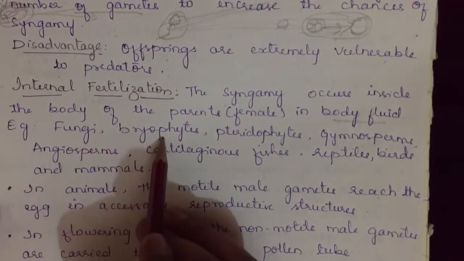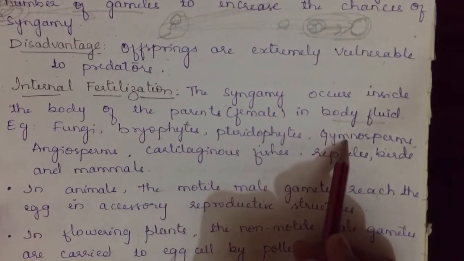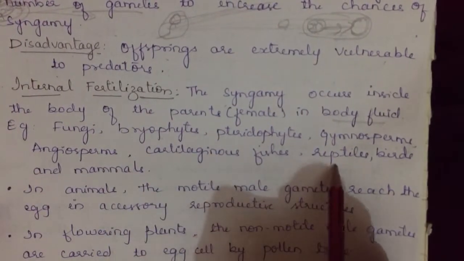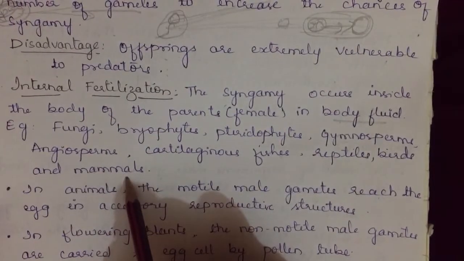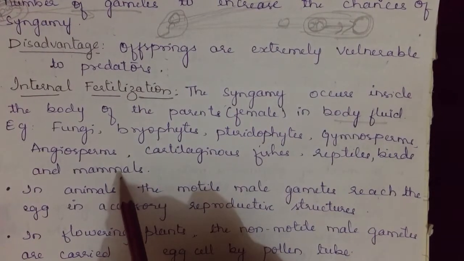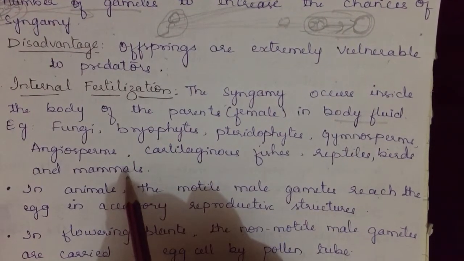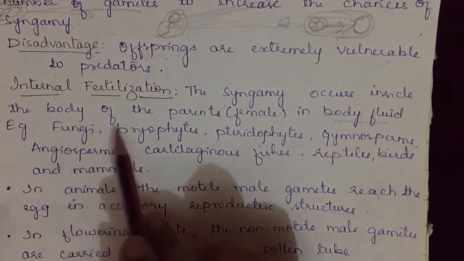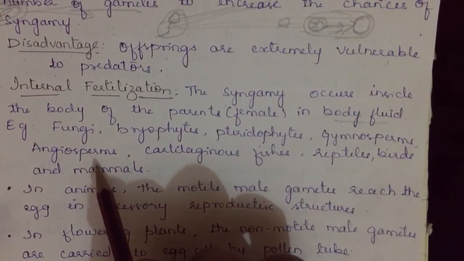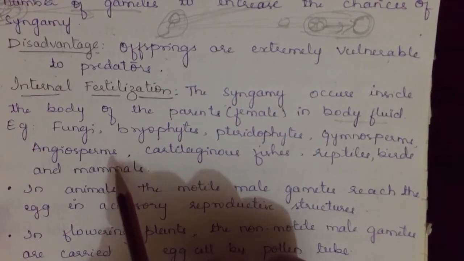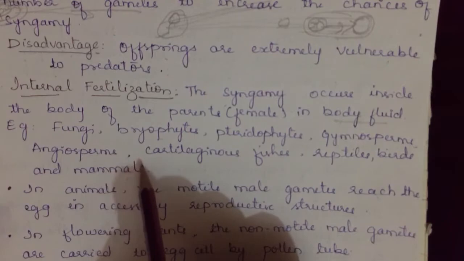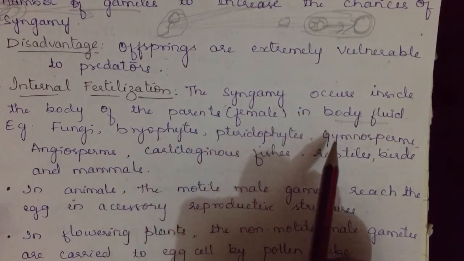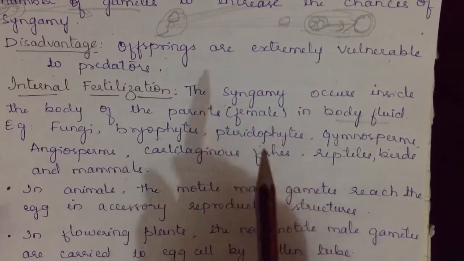Examples: fungi, bryophytes, pteridophytes, gymnosperms, angiosperms, cartilaginous fishes, reptiles, birds and mammals. So humans come under mammals. Almost all mammals have internal fertilization. So these are many examples of internal fertilization. For theory's sake, if you are going to prepare only 1 or 2 examples, it's okay. But for entrance exams, you have to know all the examples to answer the questions.